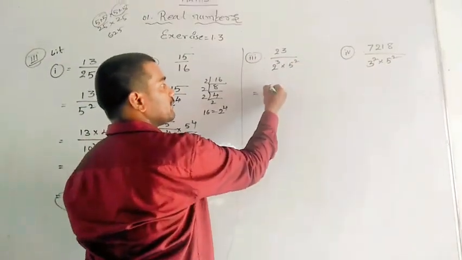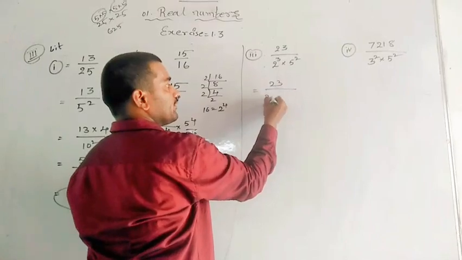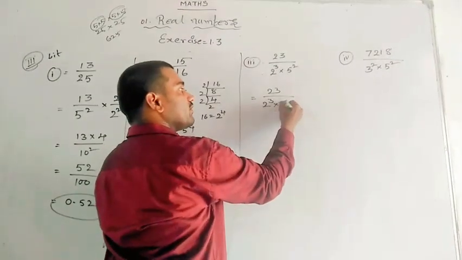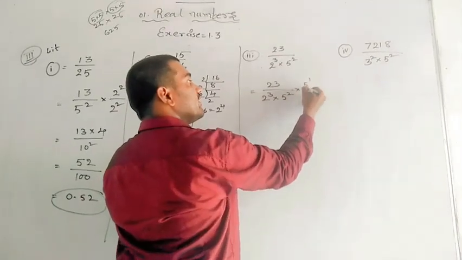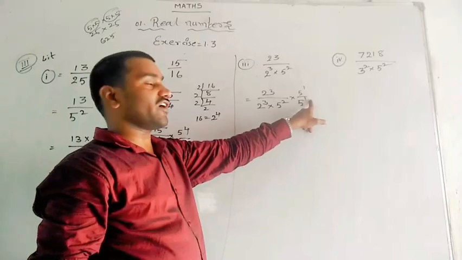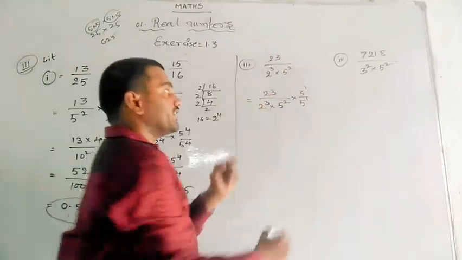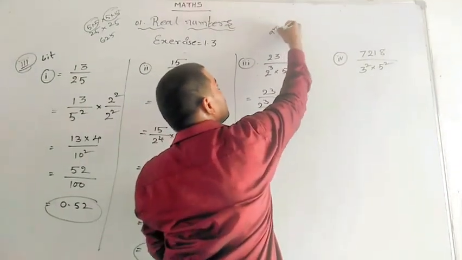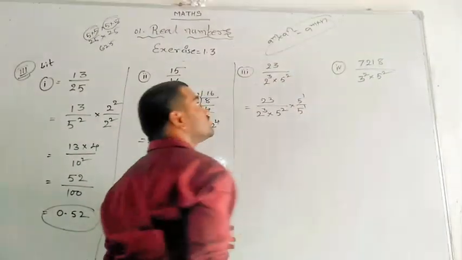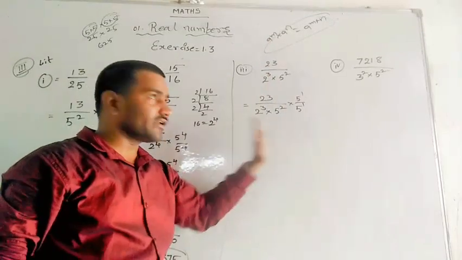What we need to do? It's simple. 2 cube is there. We need 5 cube, but we have only 5 square now. So additionally we need 5 to the power of 1. So 5 to the power of 2 into 5 to the power of 1 equals 5 to the power of 3. a to the power of m into a to the power of n equals a to the power of m plus n. By using the laws of exponents formula they are doing this.